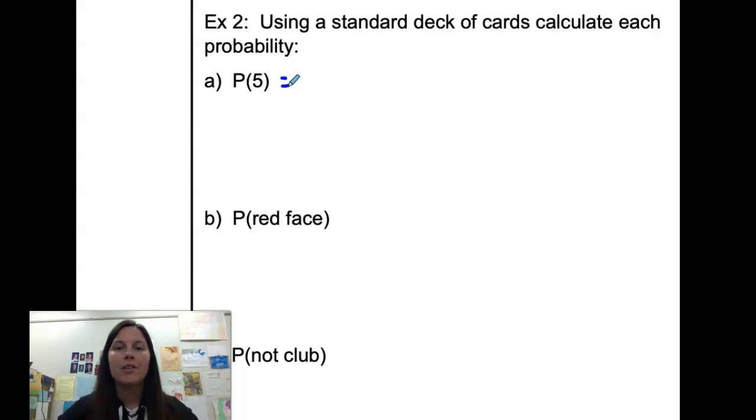Well, as a reminder, there are 4 5s, the 5 of clubs, the 5 of spades, the 5 of hearts, and the 5 of diamonds. And one thing I failed to mention, there are 52 cards total in the deck. This does simplify. 4 over 52 simplifies to 1 over 13.